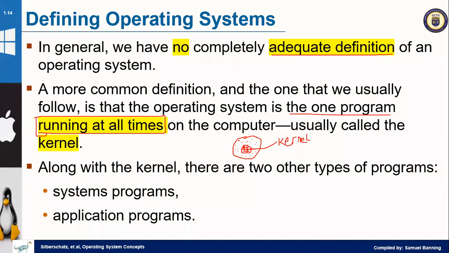All right. If you take a car, in addition to the engine, we have the air conditioning services. We have the lighting service that helps you to see at night. We have the radio, the entertainment unit. All these are there, but the core of the car is the engine. In the same way, the core of the operating system is what we call the kernel. Along with the kernel, there are two other types of programs.